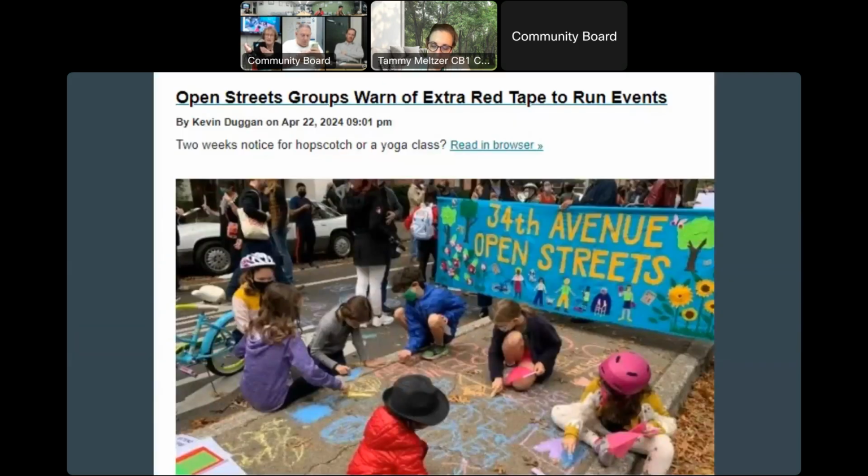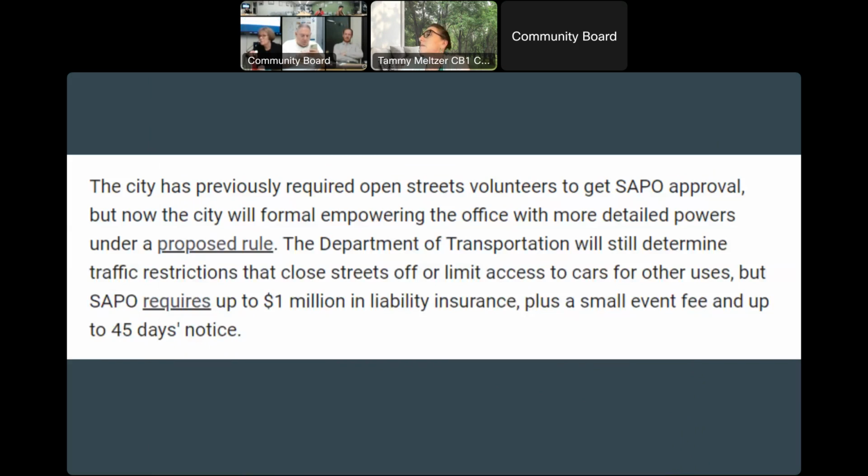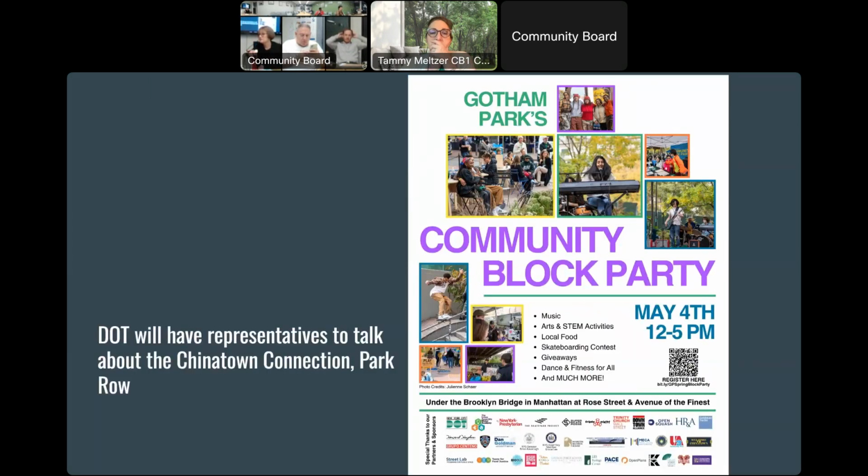But everything, including a hop stop, is now going to need a SAFO permit. And you have to be weeks in advance. So there's going to be a whole lot of bureaucracy put on top for these groups to try to do anything on the street that's open. And he says, you can see, DOT is going to control everything, but SAFO is going to require $1 million in liability insurance, plus a small event fee, which I saw was $25. And you have to file the fee up to 45 days notice. And that's where the Open Streets organizers were more concerned, how it would affect. Was all the paperwork and the advance notice, to get it done and get a response.